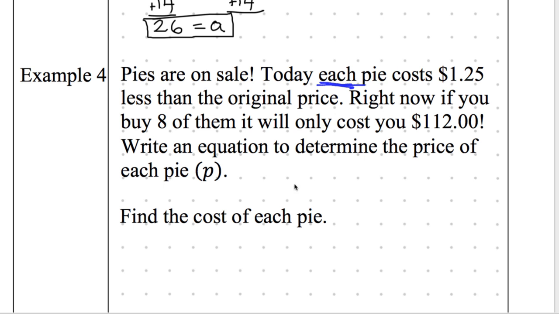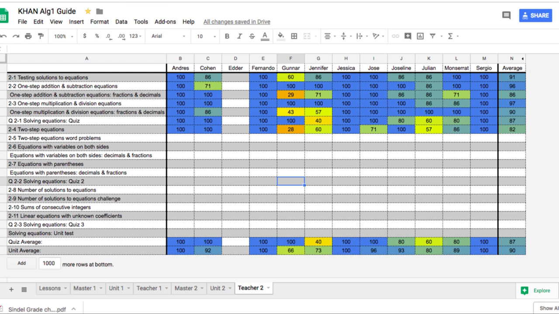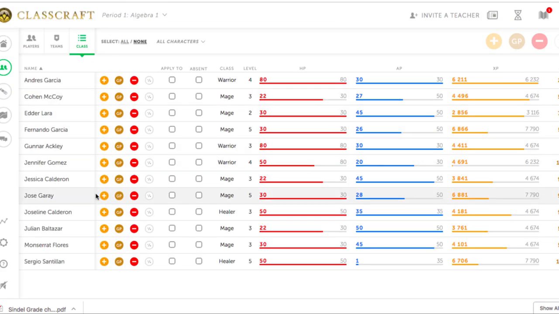All right. So, quiet, raise hand. Who wants to volunteer their equation? Monse? Okay. 112 equals 8, and then parentheses p minus 1.25, and parentheses. Yeah. Okay. So I'll talk about why this is correct. So let me come back over here to give Monse your XP.